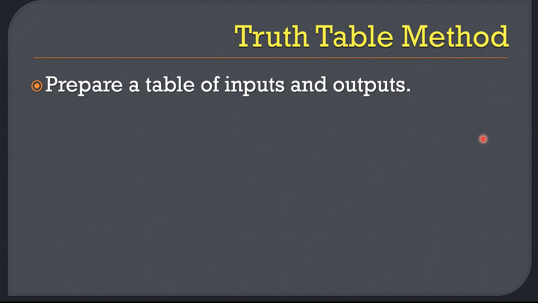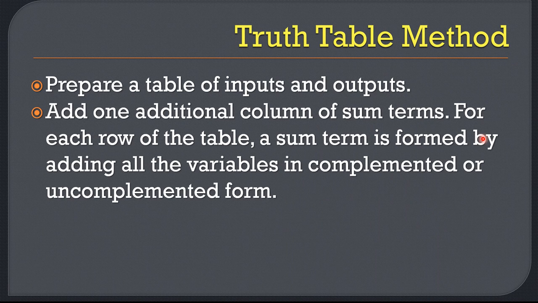Now, you are going to see the truth table method. Prepare a truth table, a table of inputs and outputs. Add one additional column of sum terms. For SOP we used a product terms column, and then we converted into min terms, as you would have seen in previous videos. Then you added all that and got a sum of products. Here you are going to add another column called sum terms.